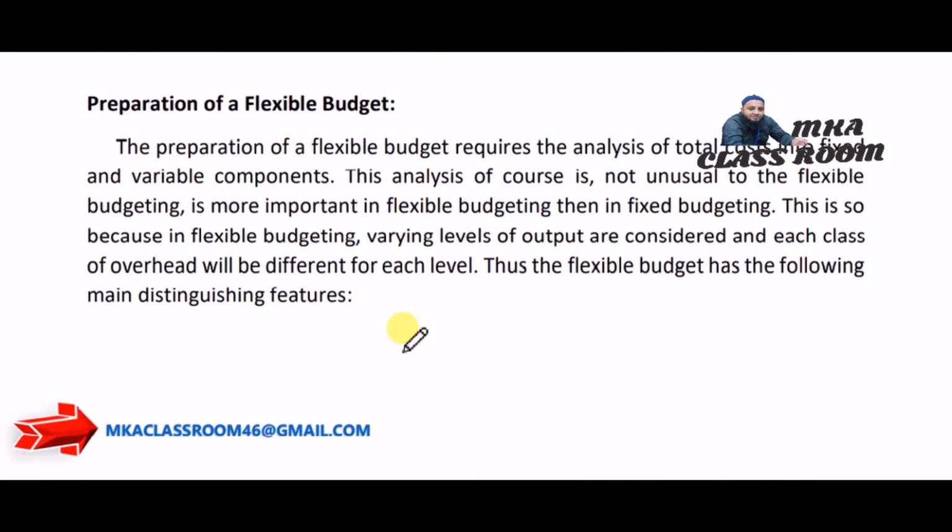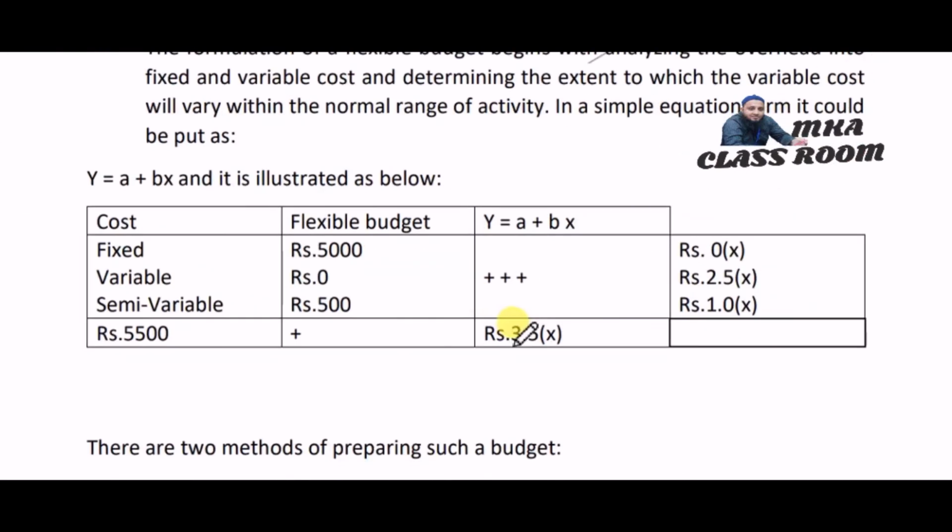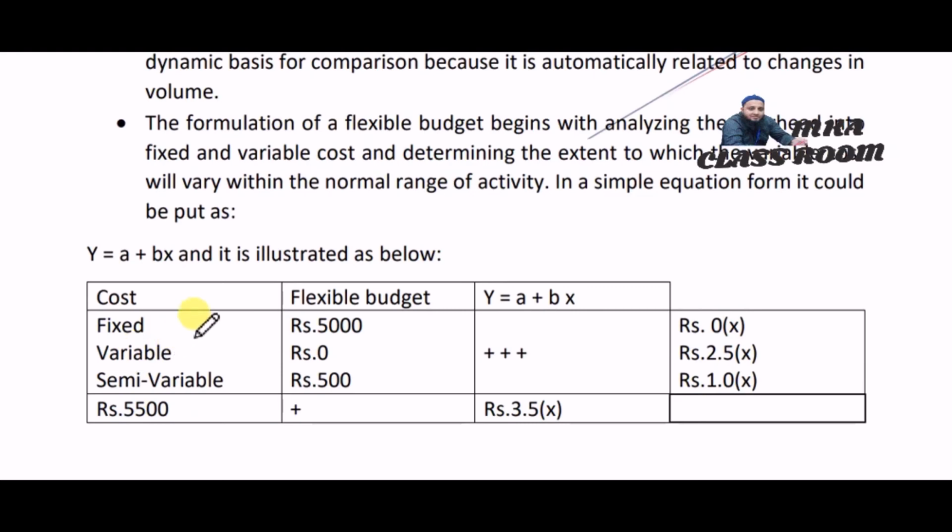The preparation of a flexible budget requires the analysis of total cost into fixed and variable components. This analysis of course is not unusual to flexible budgeting, but it is more important in flexible budgeting than in fixed budgeting. It is so because in flexible budgeting, varying levels of output are considered, and each class of overhead will be different for each level. So here is the equation y equals a plus bx, where a is fixed and x is variable. So: fixed cost, variable cost, and semi-variable cost.